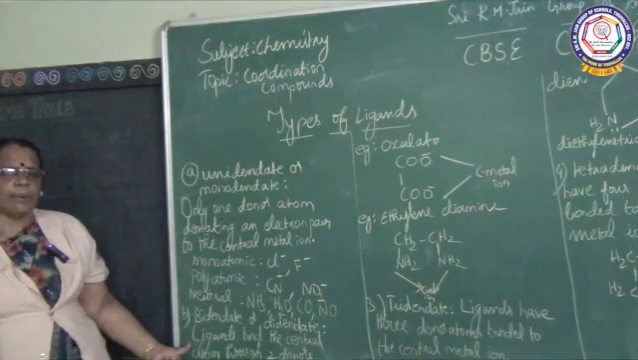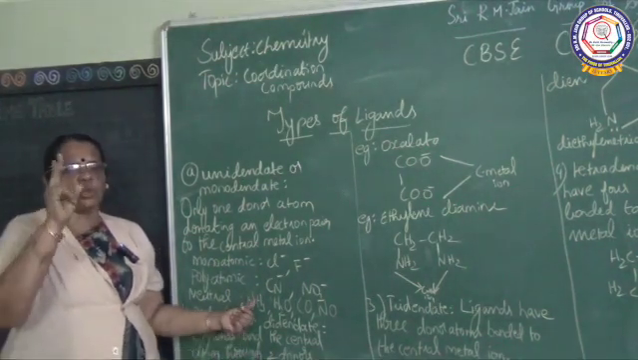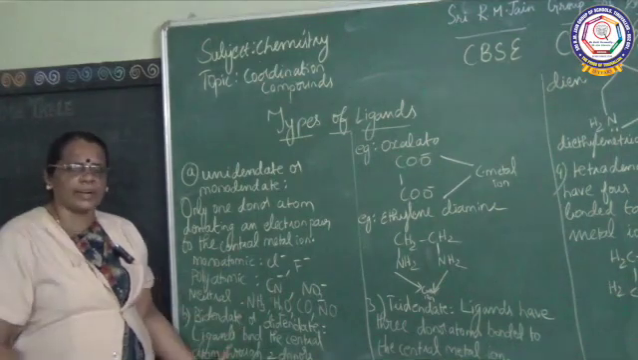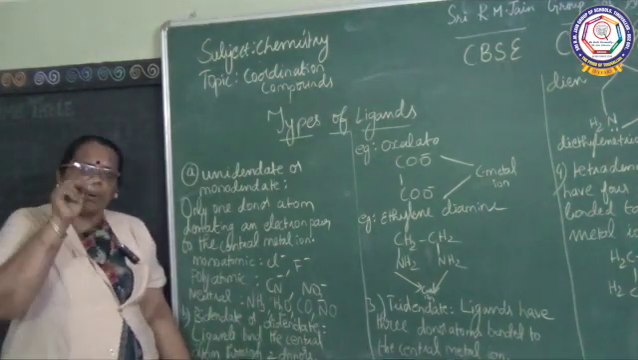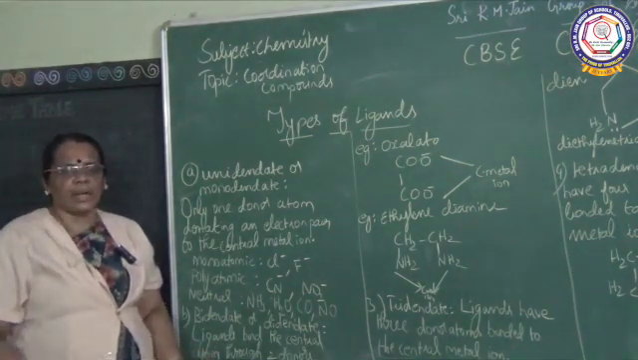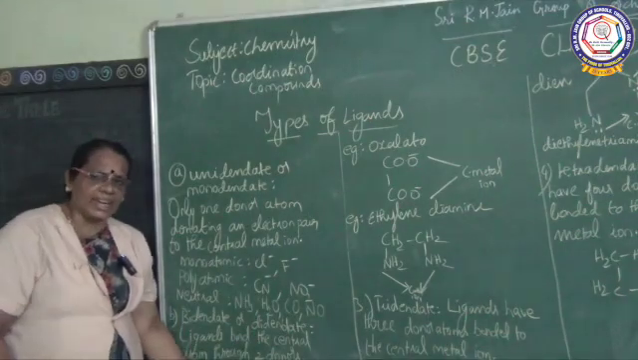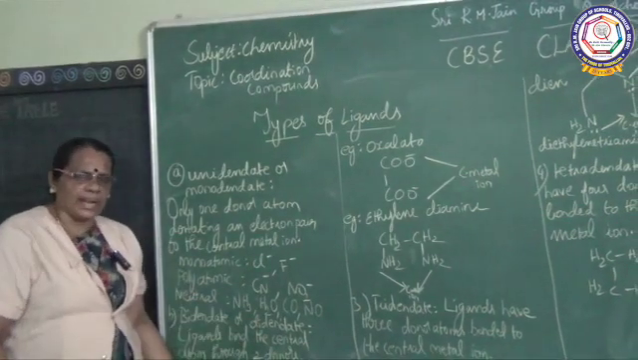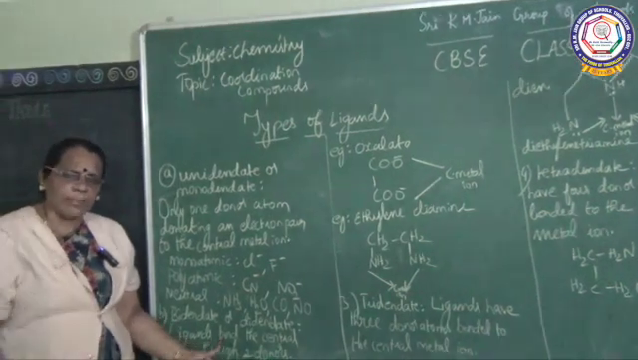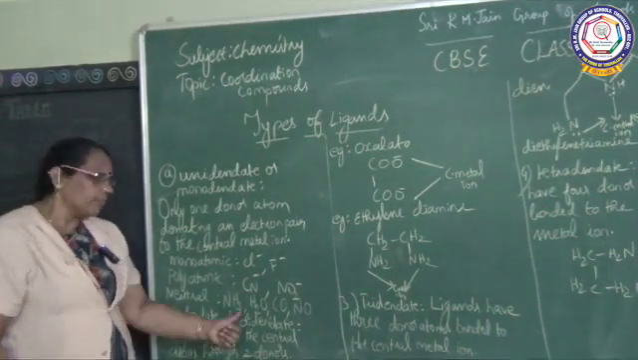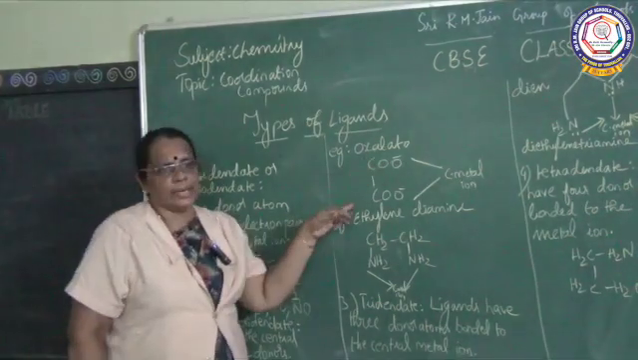The next one is bidentate or didentate ligand. The ligand will have 2 donor atoms donating an electron pair to the central metal ion. So the ligand will bind to the central metal ion through 2 donor atoms, and we can call it bidentate or didentate ligand.